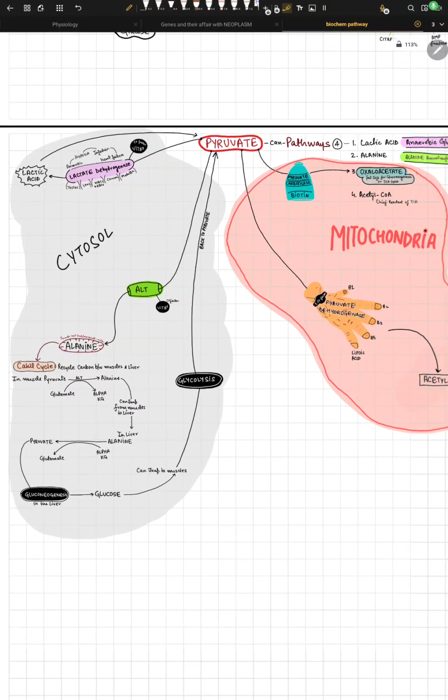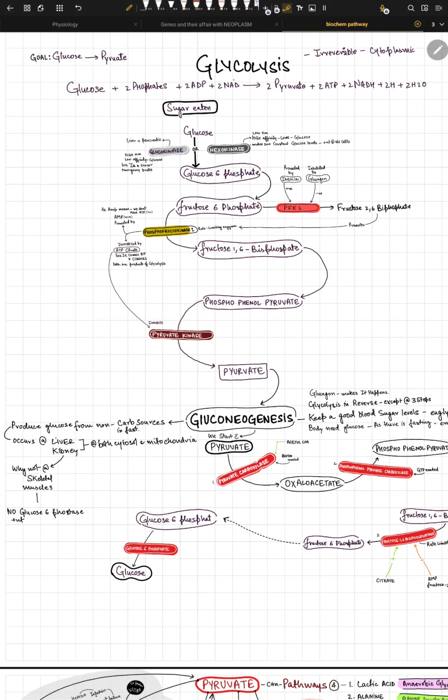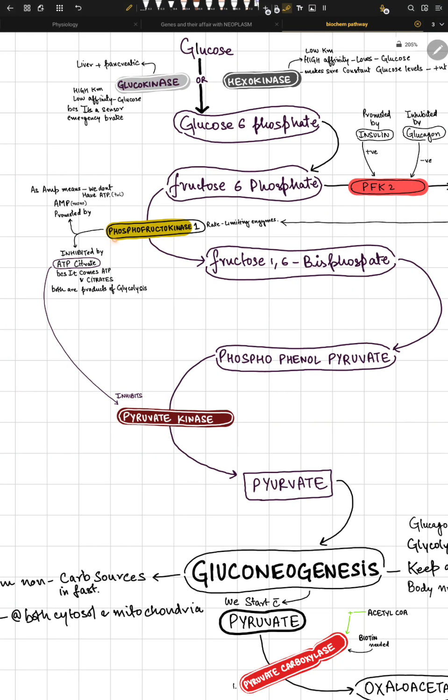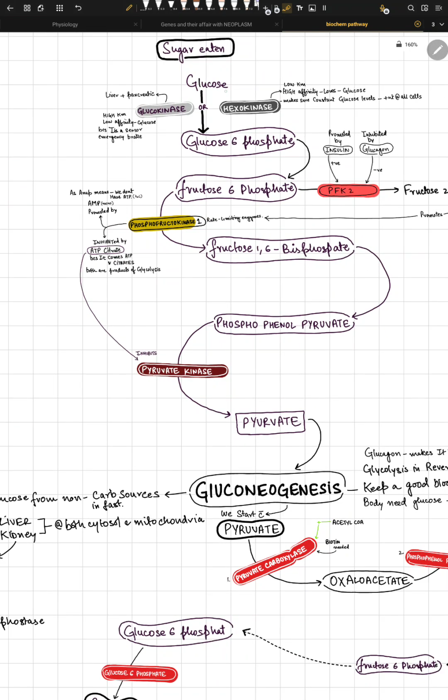Let's try to understand four pathways of pyruvate. So pyruvate is an end product of glycolysis, when we convert glucose into pyruvate via these enzymes called glucokinase, hexokinase, phosphofructokinase 1. This is the rate limiting enzyme of this glycolysis, and then in the end we get pyruvate kinase, and then we can convert it to pyruvate.